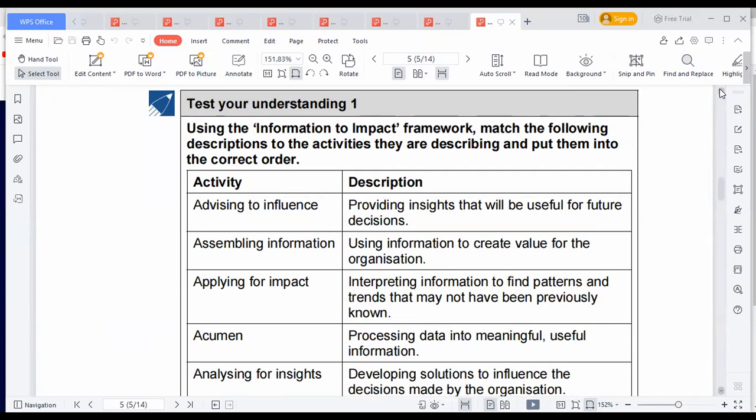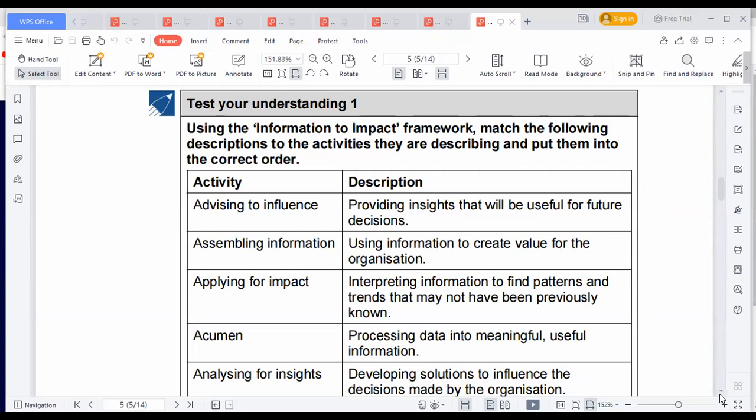So we are assembling information, analyzing, advising to influence, applying for impact. Acumen is the overall of the four. If we put assembling information, analysis for insight, advice to influence, and applying for impact together, they give us what you call the acumen. What you are trying to do is to create value for the whole organization. That is basically the idea.